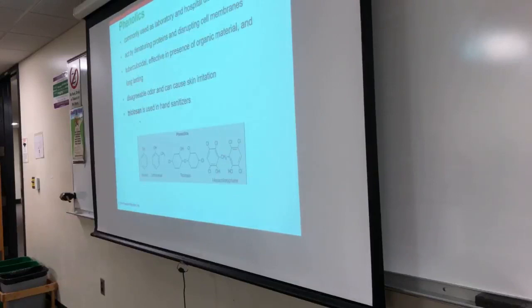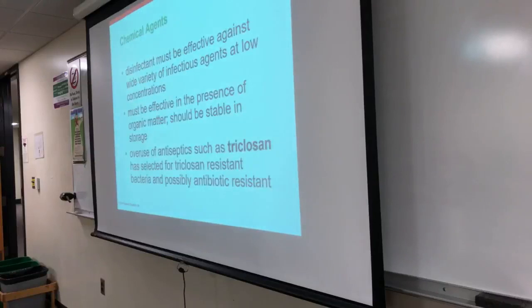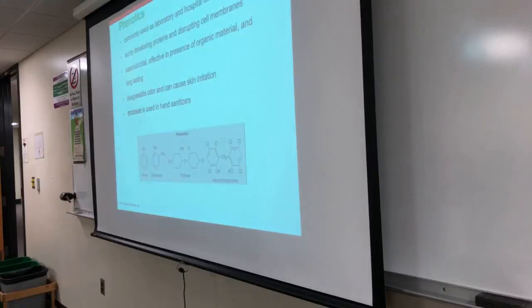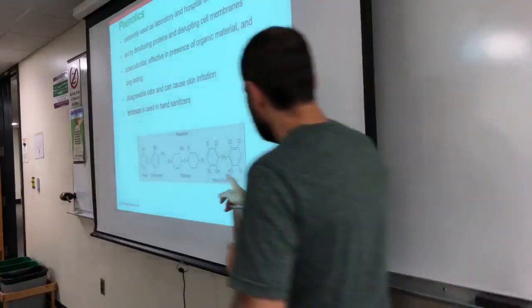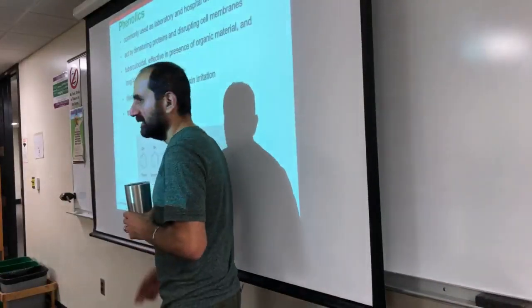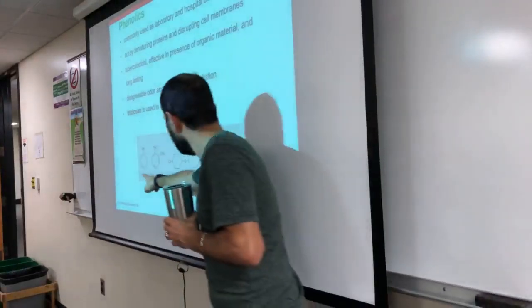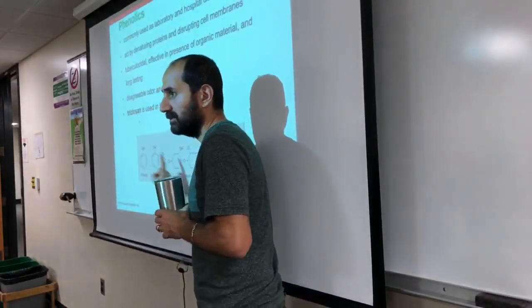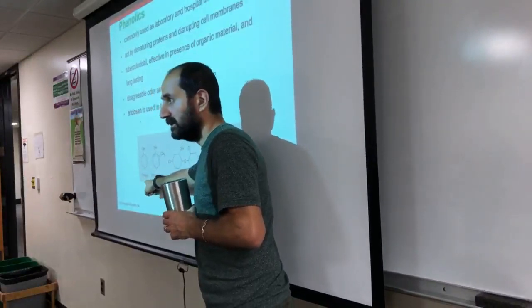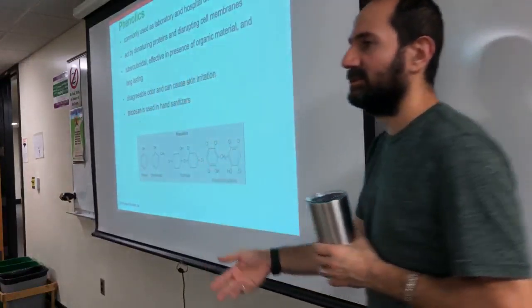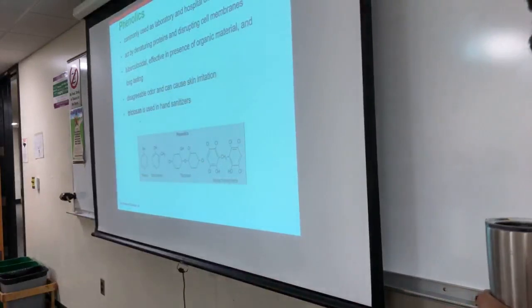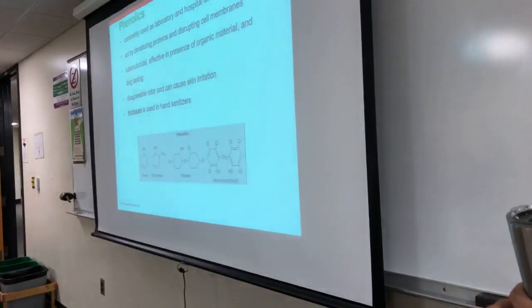What else? Okay, so now these are chemical agents. You don't need to know all of these chemical agents, or the difference between them. But do know that phenolics include phenol and triclosan. Those are two big ones to know. Why? Because you'll probably encounter those quite a bit. And triclosan is found in hand sanitizer. You may want to know that.